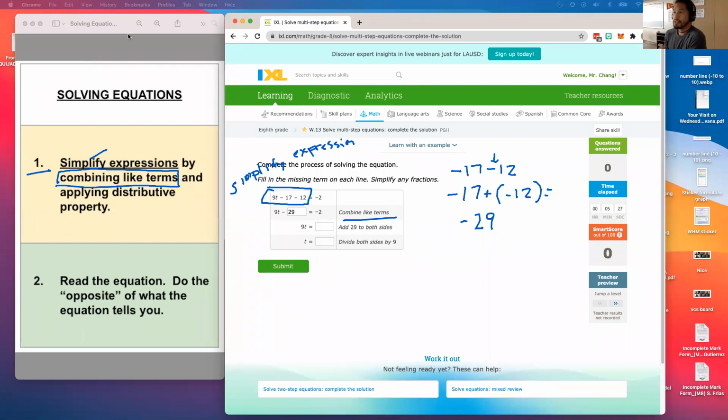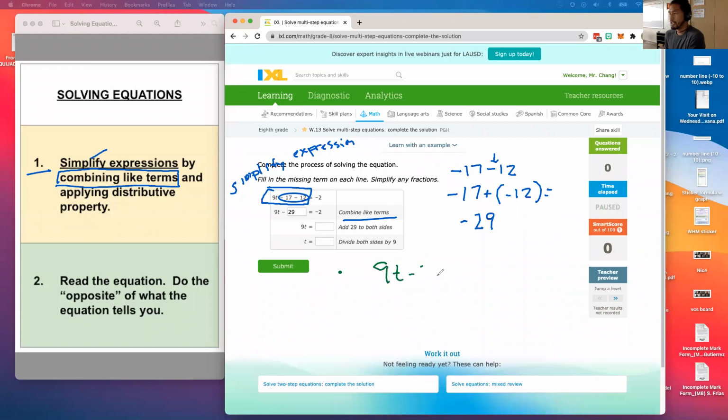One quick note, remember, when you are simplifying an expression, the operations go with the term. So it's -17 minus 12, that's -29. They already have the minus sign there, so you're good. So you just put 29. So now you've got 9t minus 29 equals -2. 9t minus 29 equals -2.